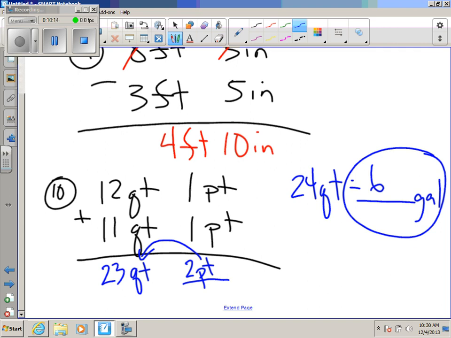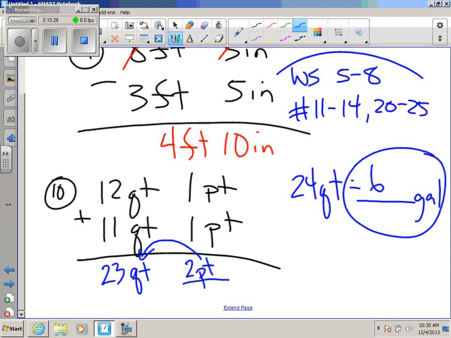On your worksheet 5-8, you're going to do 11 through 14 and 20 through 25. Take a peek at 20 through 25. Use less than, equal to, or greater than to complete each statement. So it says 4 1/3 feet. Is that less than, greater than, or equal to 50 inches? How are you going to find out?